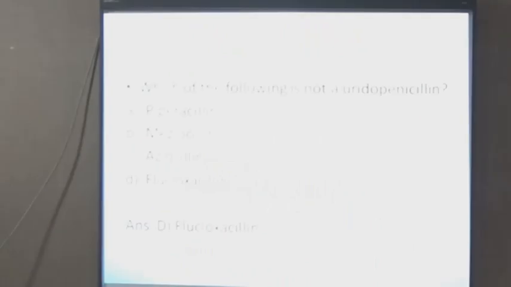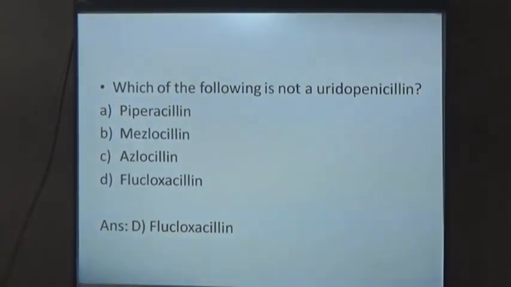Tazobactam combination drug. Piperacillin, tazobactam. Cefoperazone, sulbactam. These combinations are available. And this avibactam is combined with ceftazidime. This is a newer combination. So among the ureidopenicillins, the drugs are piperacillin, mezlocillin. So what is the answer for that question? Piperacillin, mezlocillin, azlocillin, everything is ureidopenicillin. Flucloxacillin is before that.